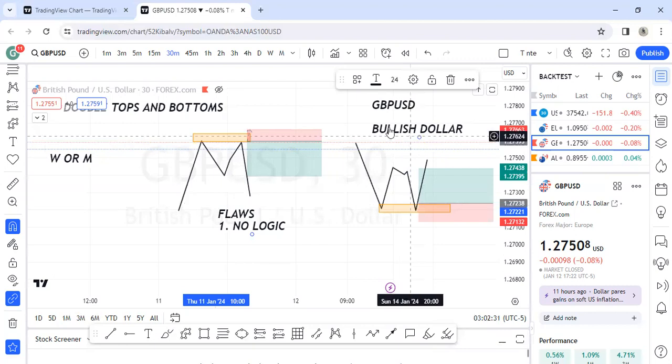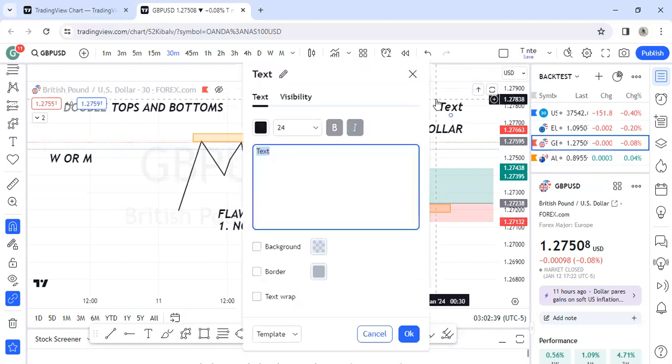Now, if the dollar is bullish, that simply means GBP should go down, because they are inversely correlated. Dollar and GBP have an inverse correlation. Follow me. If GBP USD is up, that means the dollar should go down. They don't go in the same direction.